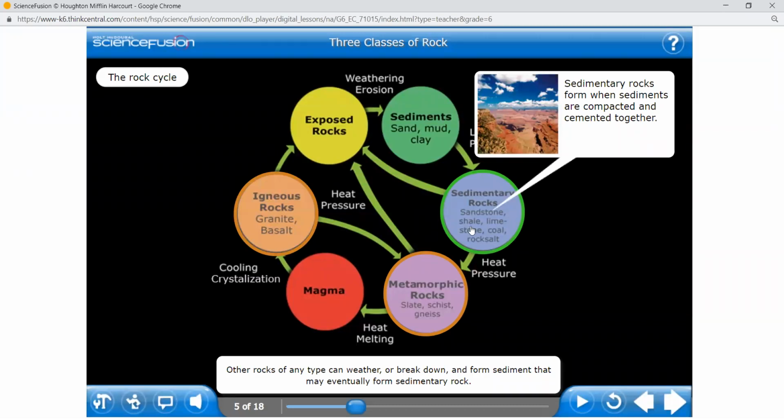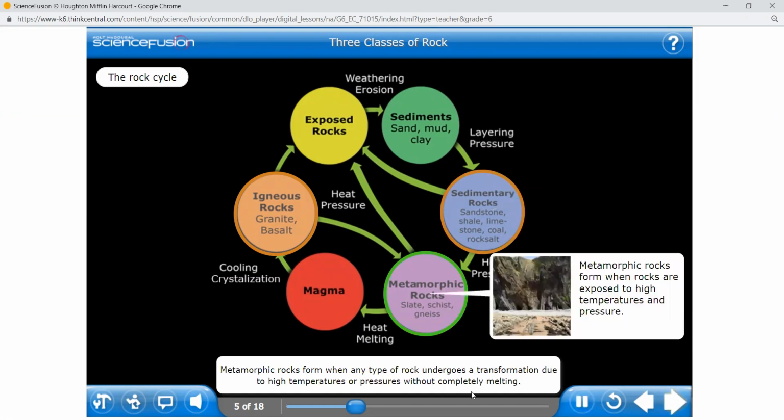Examples, again, I say: sandstone, shale, limestone, coal, rock salt. Any type of rock can weather or break down and form sediment that may eventually form sedimentary rock. And after you apply heat and pressure, it's going to form metamorphic rocks.